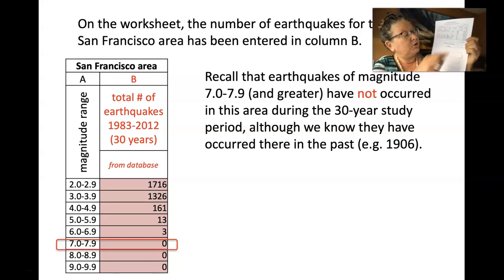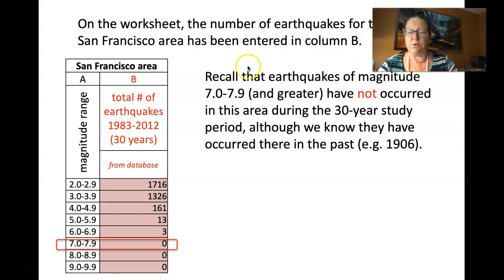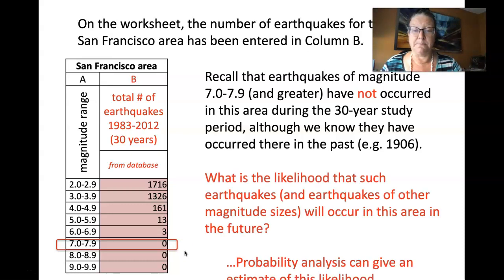All right, so the first column shows the magnitude range, and the second column comes from the database. It shows you in this 30-year time period the number of 2 to 2.9s in this latitude-longitude region for San Francisco, and it happened to be 1,716. And then it has the number of 3 to 3.9s, 4 to 4.9s, etc. And remember, in this time period, there were no magnitude 7, 8s, or 9s. Nothing was that big. Okay, so that's already been filled in for you on this sheet.